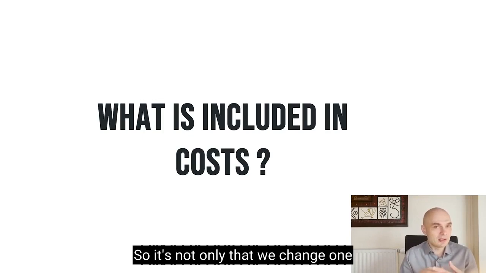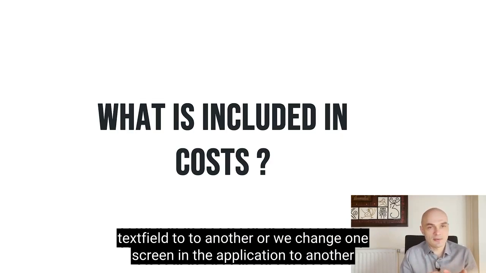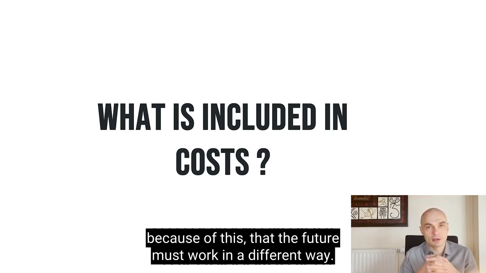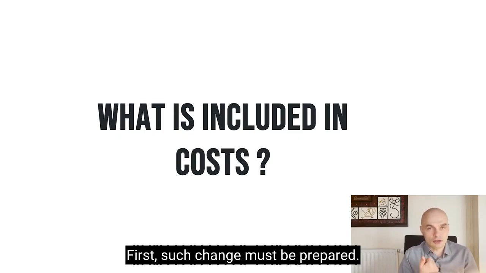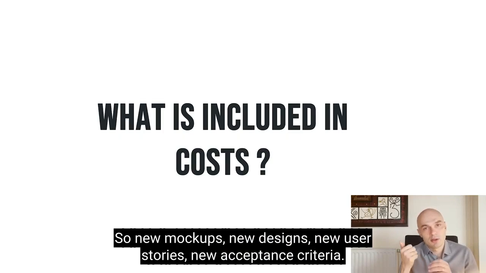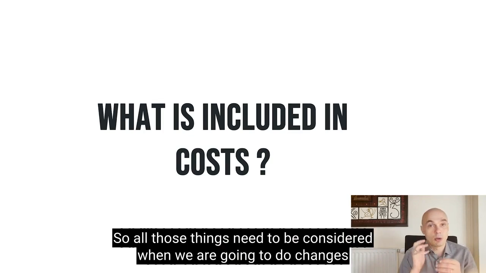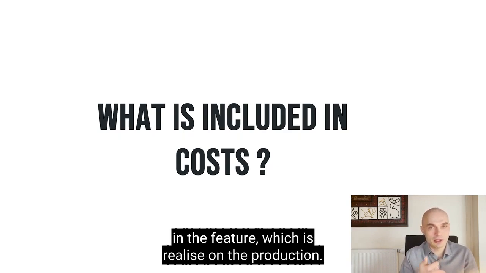It's not only that we change one text field to another, or one screen in the application to another because the feature must work in a different way, but there are a lot of things. First, such a change must be prepared: new mockups, new designs, new user stories, new acceptance criteria. All those things need to be considered when we change a feature which is released on production and we did something wrong.